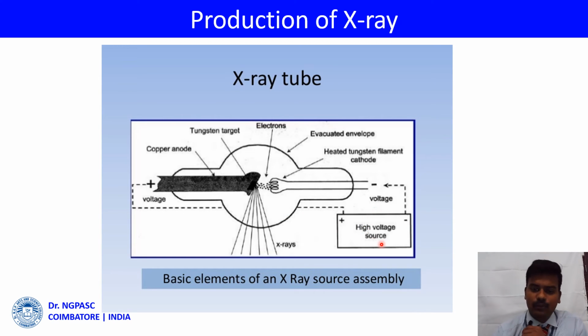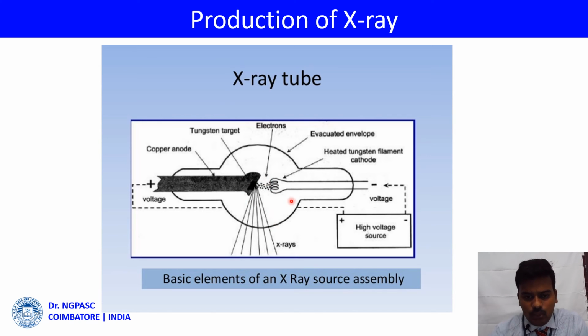Once the high voltage source is applied, the heated tungsten filament gets heated, and high potential electrons will be ejected from this source. Then these electrons will hit the target, the tungsten target, and X-rays will be produced. Here we can use a high voltage, from 1 kilovolt to 1 megavolt. So the electrons will hit the target and produce the X-ray.